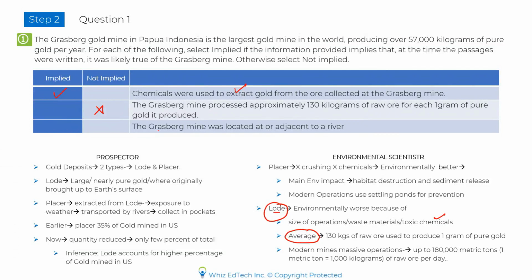And then we are told Grasberg mine was located near a river. We know this is not implied because river issues are required for placer, not for lode. Lode is where the gold is brought up to the surface. So no river thing is involved here. So this is not implied, and that's the correct answer.